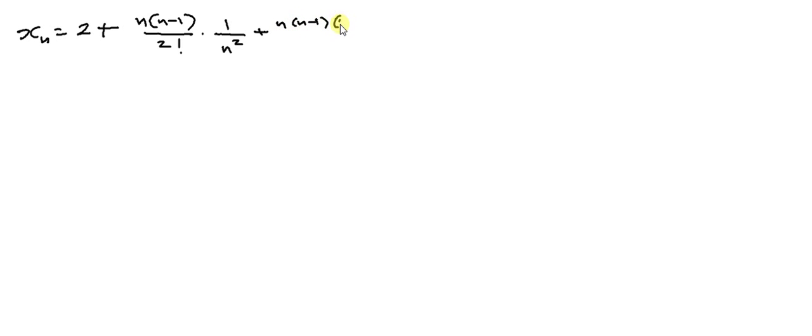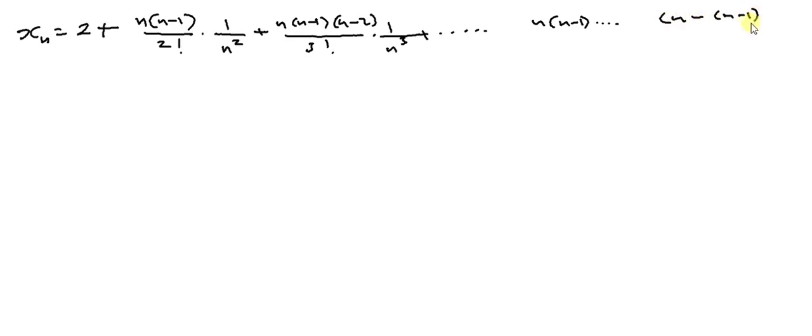Or xn is equal to the first two terms, 1 plus n by n, which becomes 2, plus n times (n minus 1) over 2 factorial times 1 by n squared, plus n times (n minus 1) times (n minus 2) over 3 factorial times 1 by n cubed, plus the general term n times (n minus 1) etc. (n minus (n minus 1)) over n factorial times 1 by n to the n, plus etc.